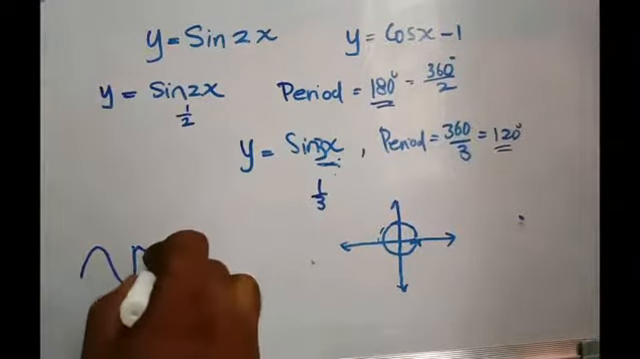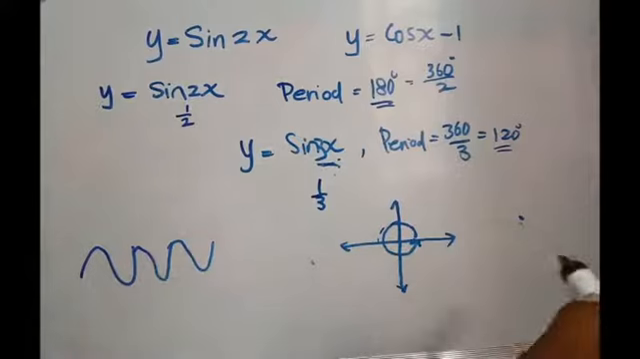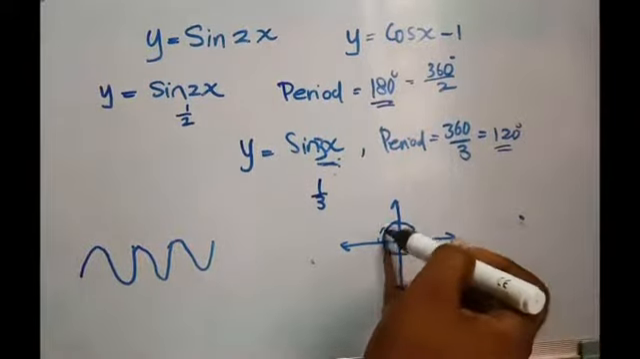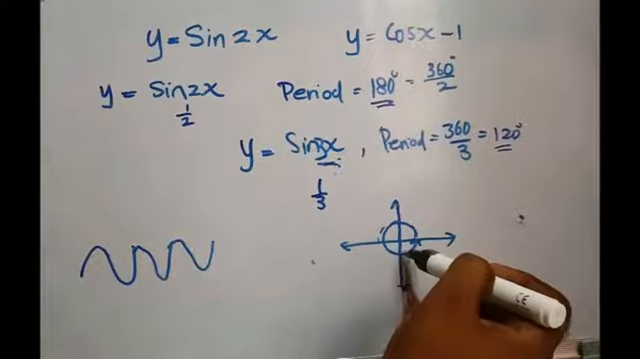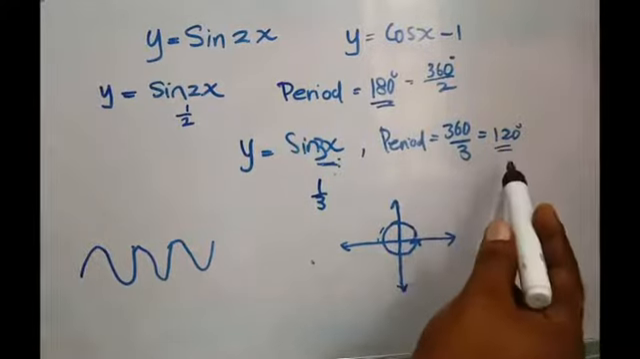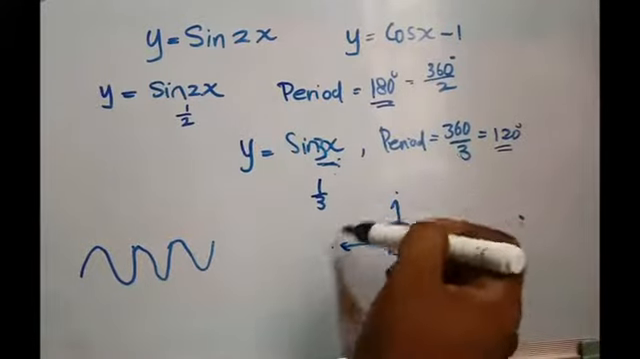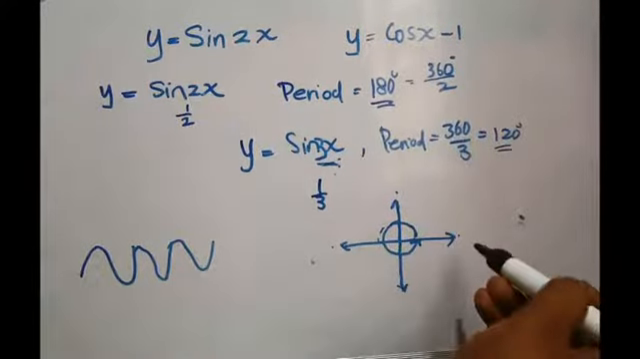Next to 120, one more graph. Next to 120, one more graph. It would be like that. That means these 4 parts are to be filled within 120 degrees. So what will be each quadrant? Each quadrant will be 30 degrees.